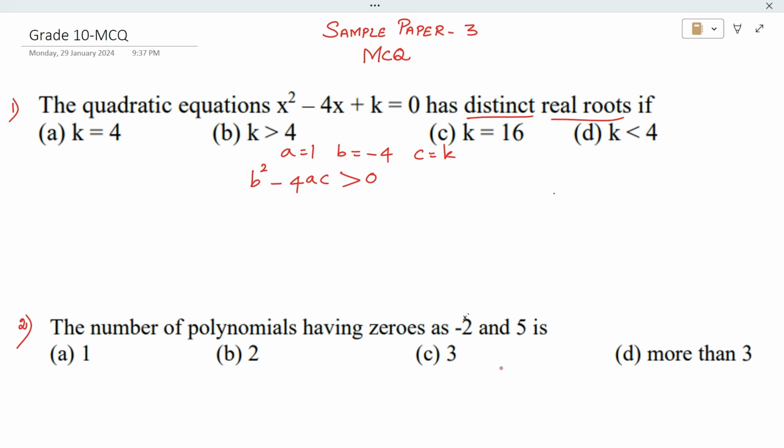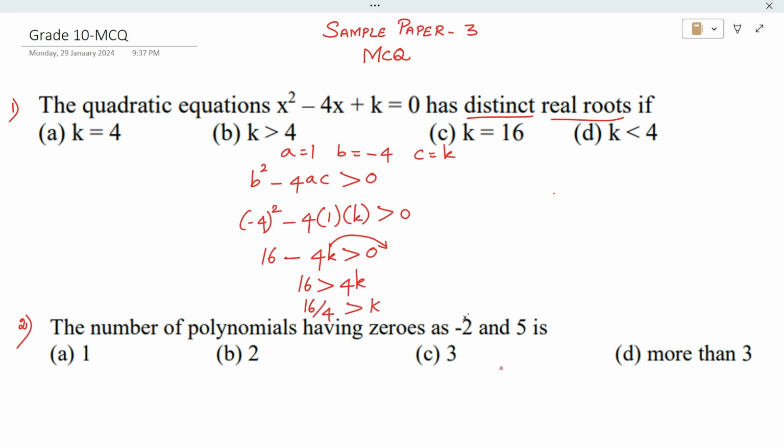Now I am going to substitute here minus 4 the whole square. Please mention it inside the bracket. Minus 4 times 1 times k, which is greater than 0. 16 minus 4k is greater than 0. Now I am taking 4k to the other side. So 16 is greater than 4k. Okay, so 16 by 4 is greater than k. So what you will get, 4 is greater than k, or I can say k is less than 4. So which is option D.